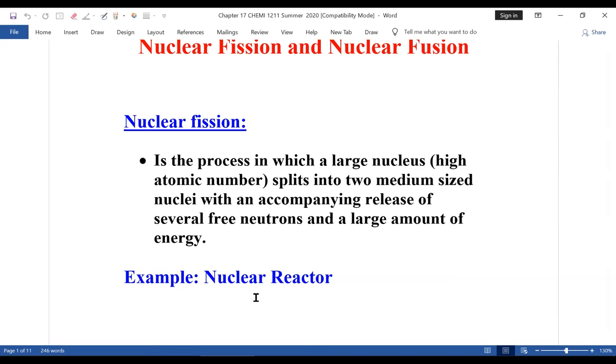Also, the first atomic bomb that was dropped on Hiroshima was a nuclear fission bomb, because it used uranium, a radioactive isotope. So nuclear fission is what happens when you have a large nucleus that splits into smaller ones and gives off a lot of energy. And that's really what happens in a nuclear reactor for our electricity.